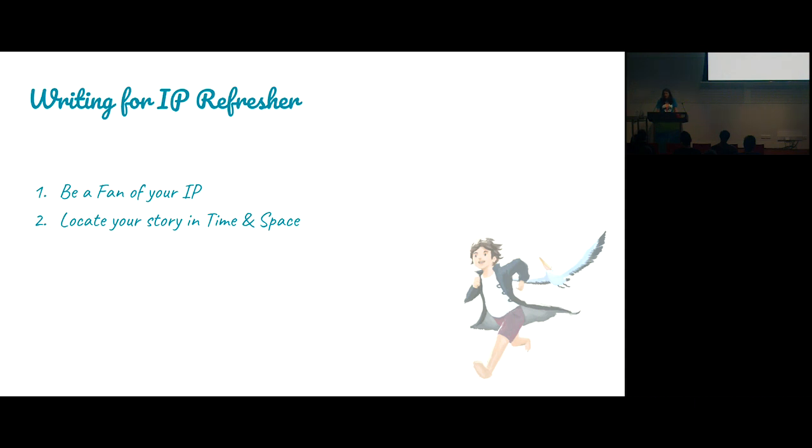Next is to locate your story in time and space. So when you're approaching an IP, it's always a good thing to check in on, do you want to tell a story that's a prequel, so something that happens before the events of the story, a sequel, something that comes after, a parallel story, which is another story that happens alongside the events, which may or may not intersect with the story, or a retelling. For Stormboy, we decided to do a retelling of Colin Tilley's story and tried as much as possible to play within the canon in the book.